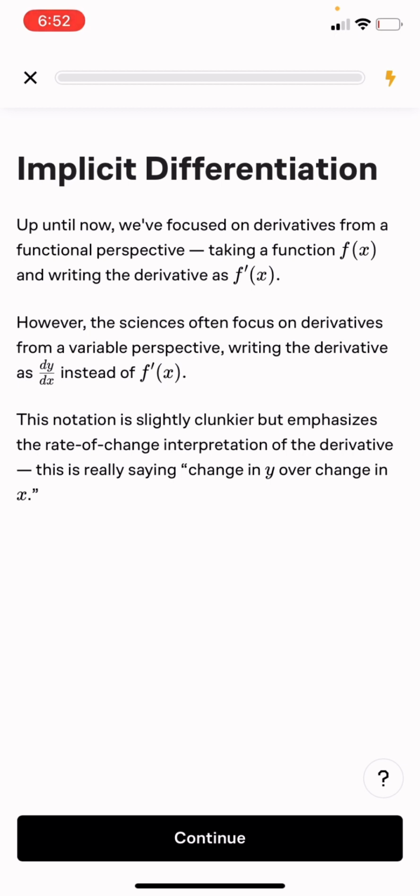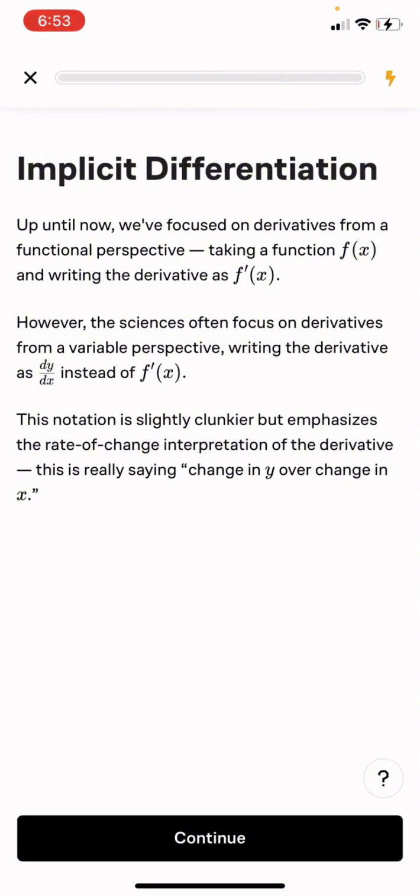Up until now, we focused on derivatives from a functional perspective, taking a function f of x and writing the derivative as f prime of x. However, scientists often focus on derivatives following a variable perspective, writing the derivative as derivative of y over derivative of x instead of f prime of x. I don't know, we're getting into this. I've seen these all the time.